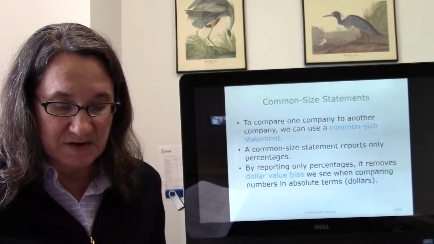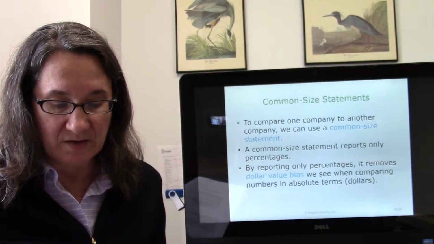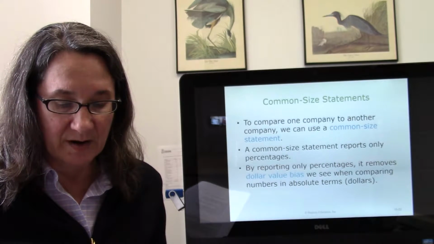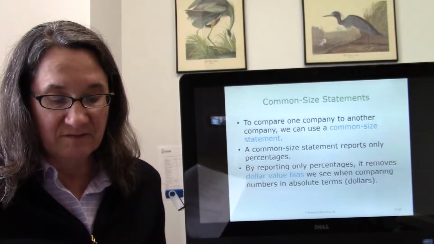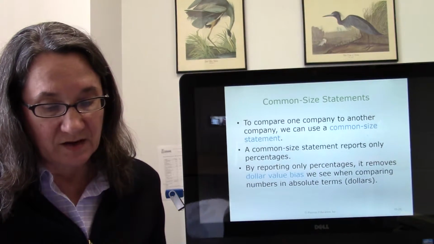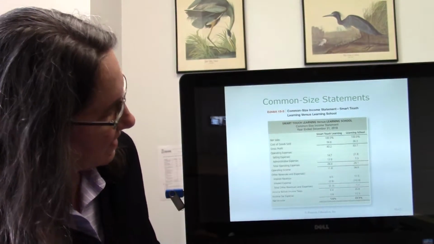A common size statement is a financial statement that reports only percentages, not dollar amounts. By reporting only percentages, it removes dollar value bias when comparing one company to another. Dollar value bias is the bias we see from comparing numbers in absolute dollars rather than relative percentages. So let's look at what we mean by common size.